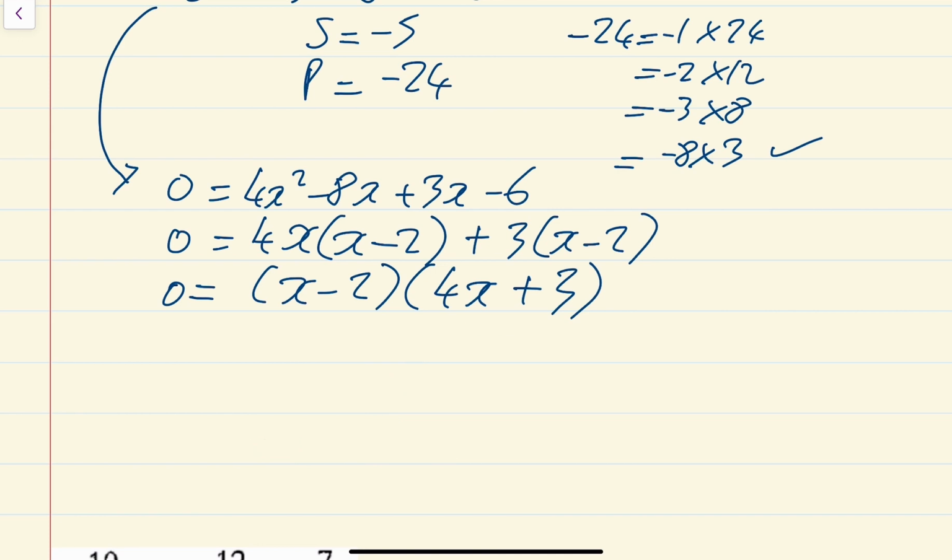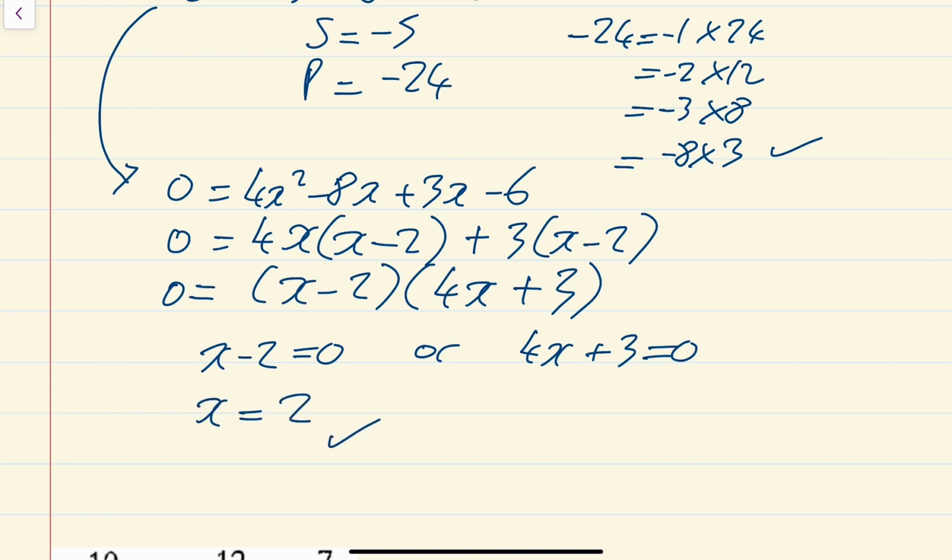So here you're just going to say x minus 2 equals 0, or 4x plus 3 equals 0. So x minus 2 equals 0 means x is equal to 2. That's one of your answers. Or this one, bring a 3 across, you'll have 4x equals minus 3, and x is equal to minus 3/4. And that's your two solutions to your equation.